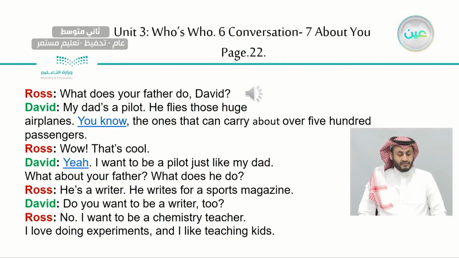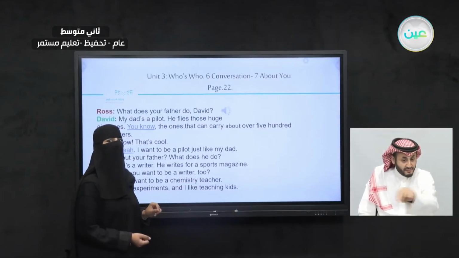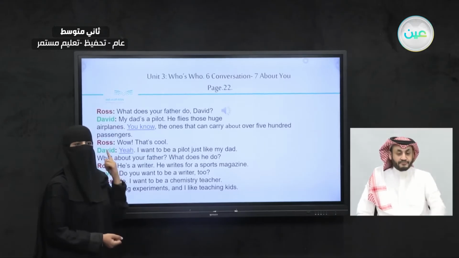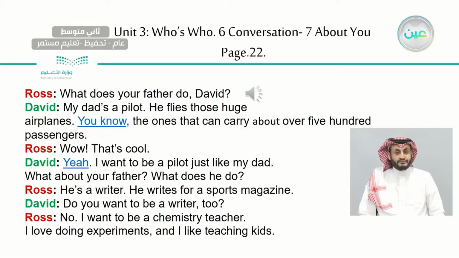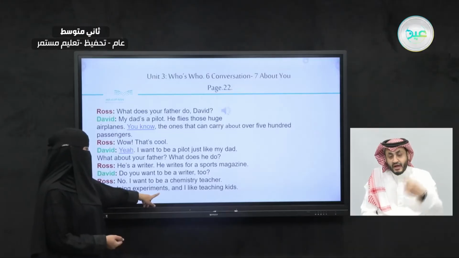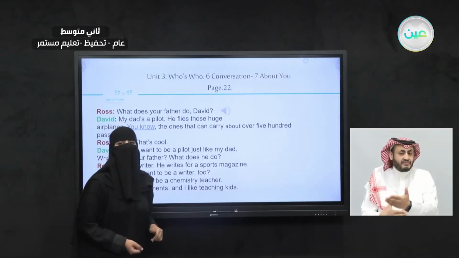Now let's take a look at this question. Do you want to be a writer too? From the conversation, we heard the pronunciation of "do you want to be a writer too?" In the conversation, we didn't hear "do you want to." This is how we pronounce "want" and "to." Do you want to be? Then he said, no, I want to be a chemistry teacher. A chemistry teacher. Why? I love doing experiments and I like teaching kids.